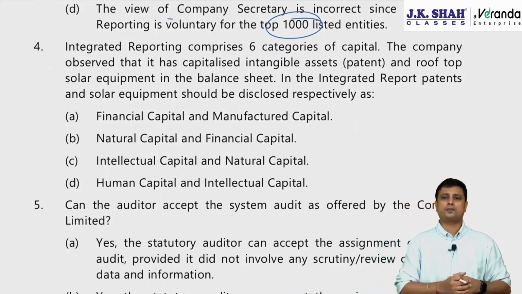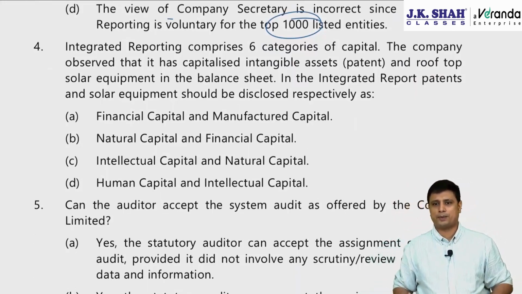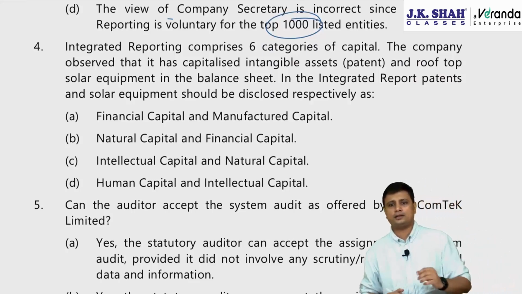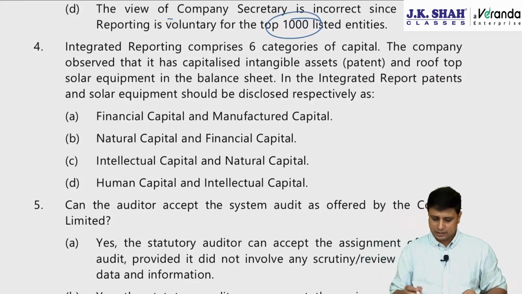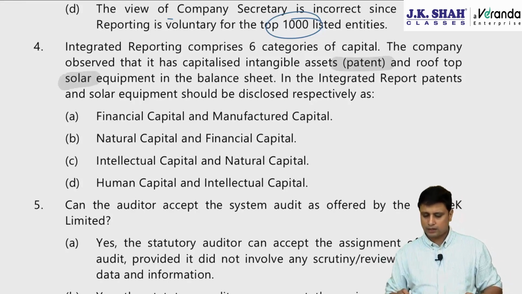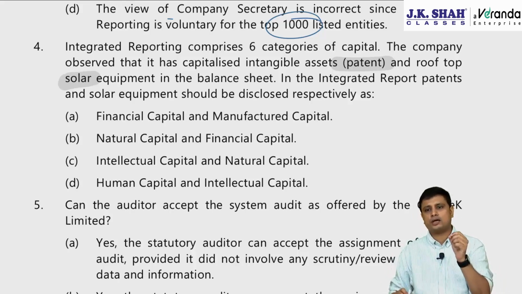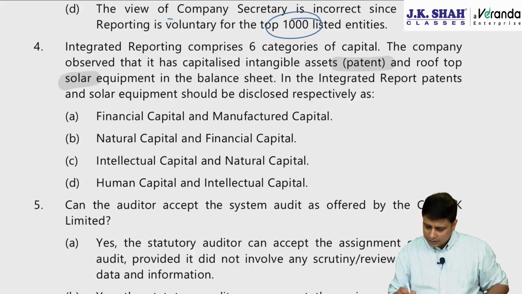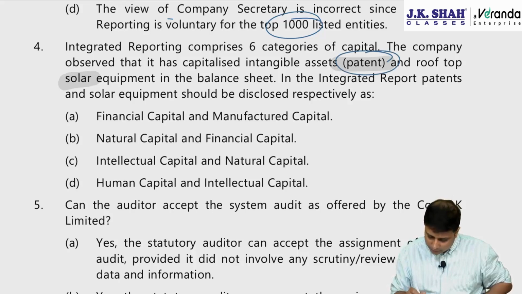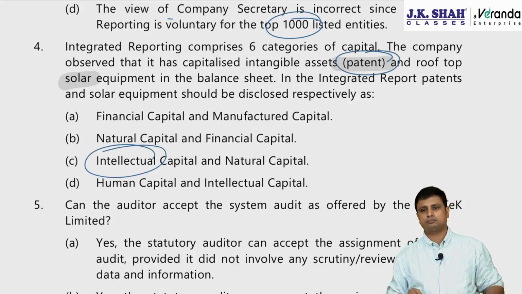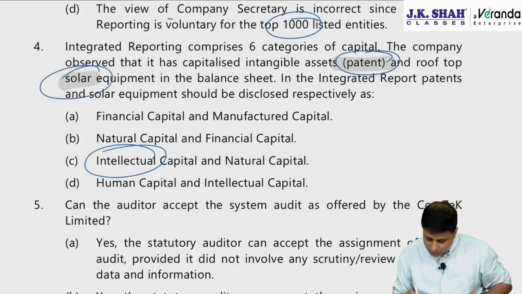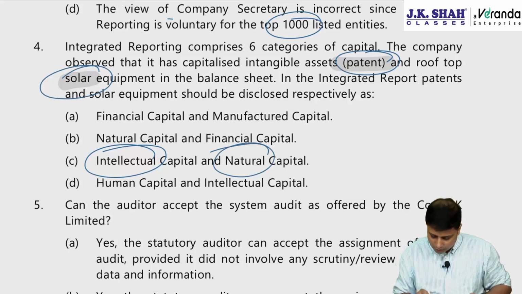Again, integrated reporting comprises 6 categories of capital. The company observed the capitalized intangible assets, that is patents and rooftop solar equipment, in the balance sheet. In the integrated report, patents and solar equipment should be disclosed as what? See, patent is nothing but intellectual capital. Solar is nothing but natural capital. So the answer here will be what?